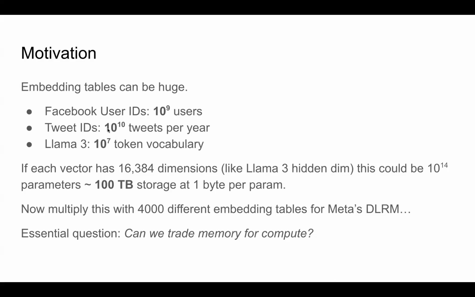Hundreds of billions of tweets every year, or in a token embedding system like a transformer, Llama has, I think, 128,000 tokens. Oh, yeah, okay, there's a number wrong here. But I think Gemini has multiple million tokens. And each of these vectors, in transformers for example, will have thousands of dimensions.